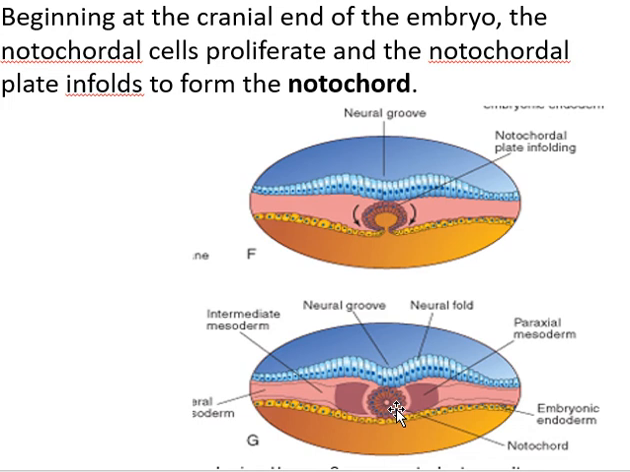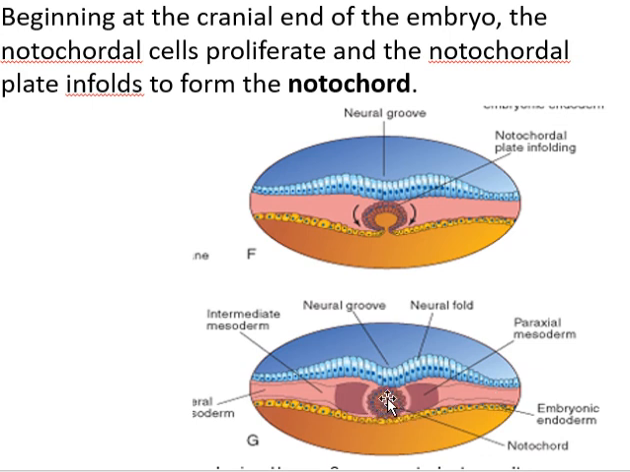This cord formation begins at the cranial end and then proliferates, and the notochord is formed as a solid cord between the cranial and caudal end. On both sides of the notochord, we can appreciate the mesoderm: paraxial mesoderm, intermediate mesoderm, and the lateral plate mesoderm.